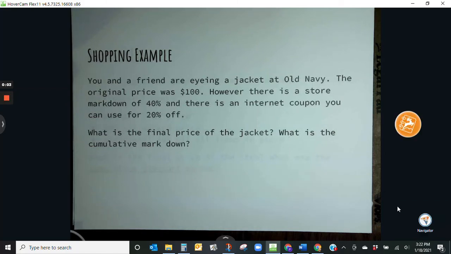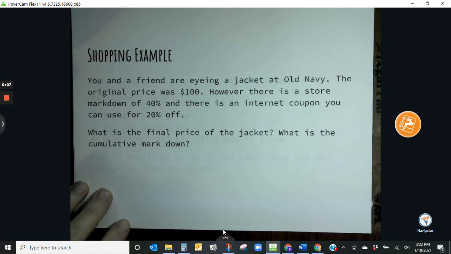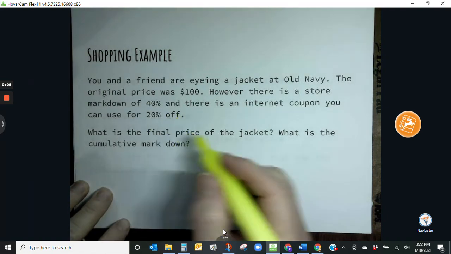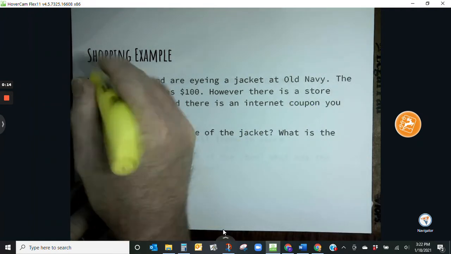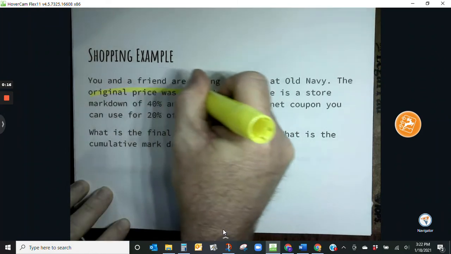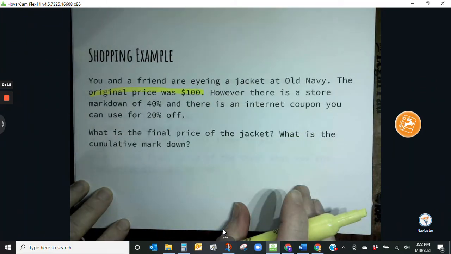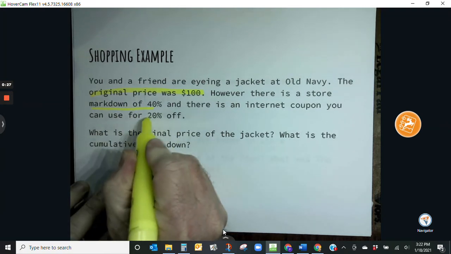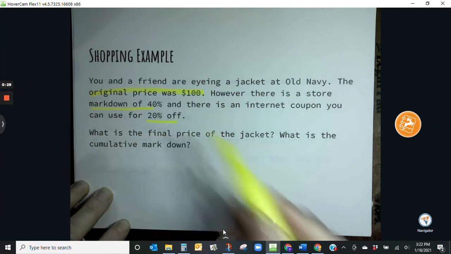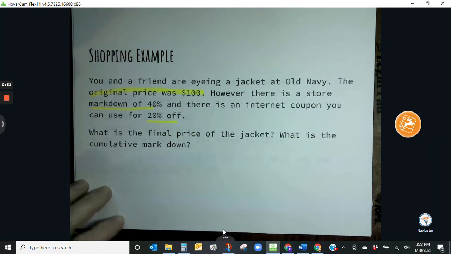Okay, so let's look at examples of cumulative change, cumulative discounts. You and a friend are eyeing a jacket at Old Navy. The original price was $100. However, there is a store markdown of 40%, and there is an internet coupon you can use for 20%. So we have a markdown of 40% and another 20% off. What is the final price of the jacket? What is the cumulative markdown?